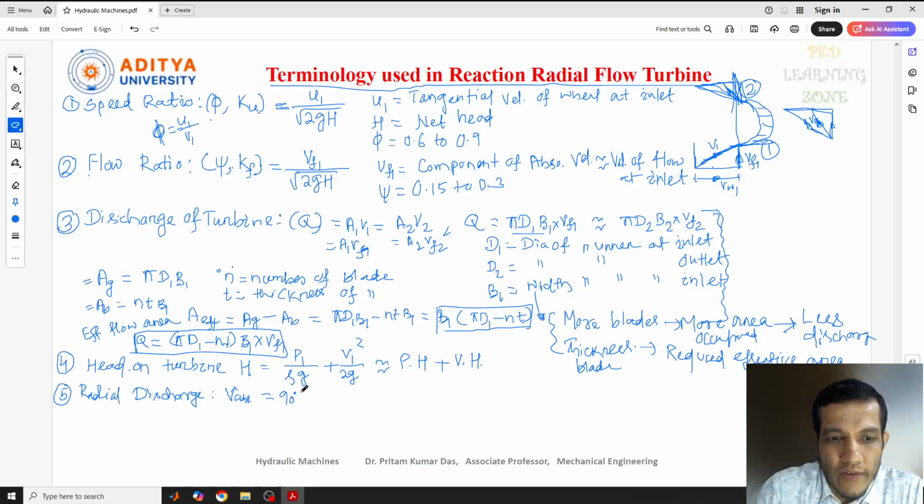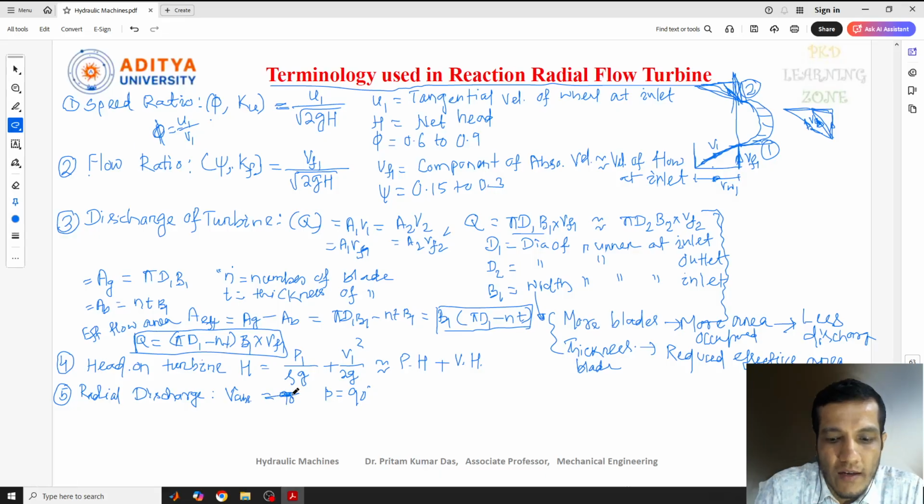That means the absolute velocity of the tangent will be at 90 degrees, so that the component of the wheel velocity will be 0. Obviously, the component will be 0. So 0 means we can say the radial discharge at the outlet condition. That means the beta will be considered as 90 degrees.